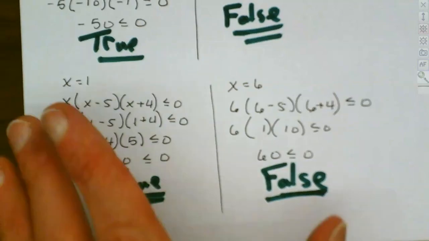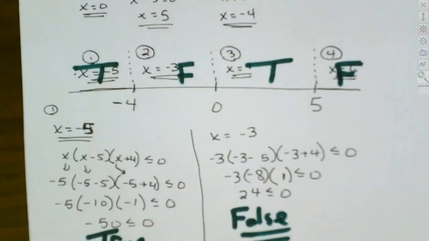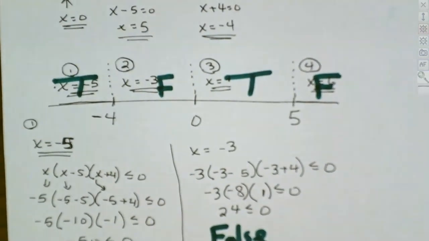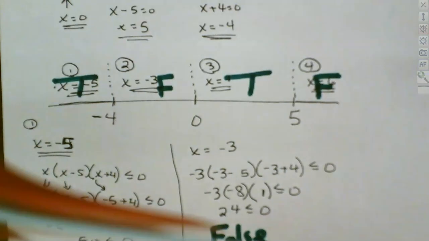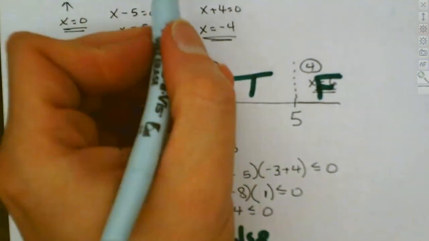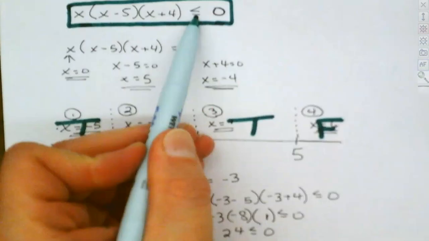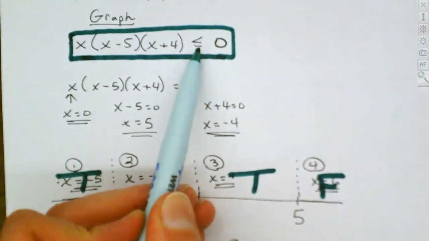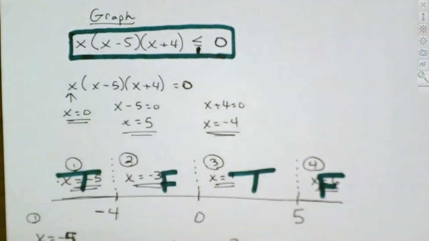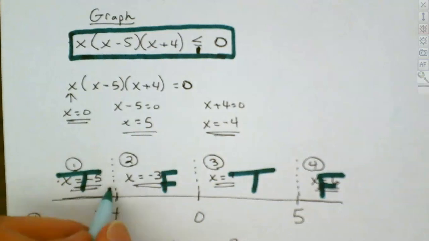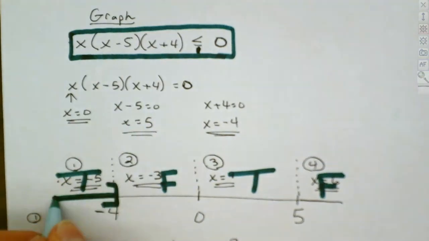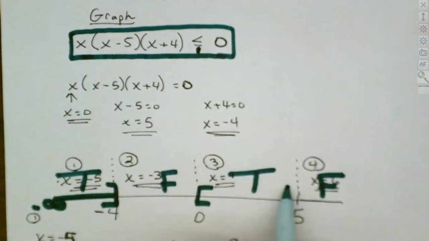Now we've got them all labeled. So let's go back up and look at my number line. My answer is going to be where it is true. So where is it true? Now remember, because of our original inequality, less than or equal to 0, we're going to need square brackets. So this part is true, and it goes back to negative infinity, and it is also true in the middle.